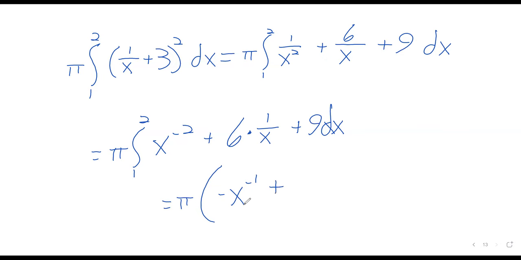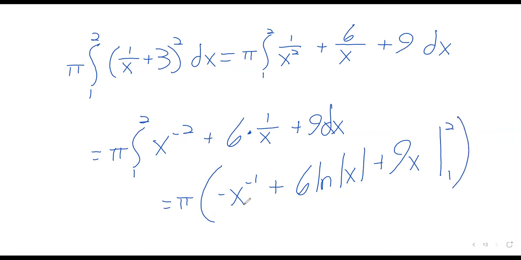So because we have addition, let me say this explicitly, because we have addition, we're just dealing with these piece by piece. We're integrating the first thing, we're integrating the second thing, we're integrating the third thing. So when you take an integral, a constant like that 6 is just going to sit there. The integral of 1 over x is the natural log. The integral of 9 is 9x. Going from 1 to 2.